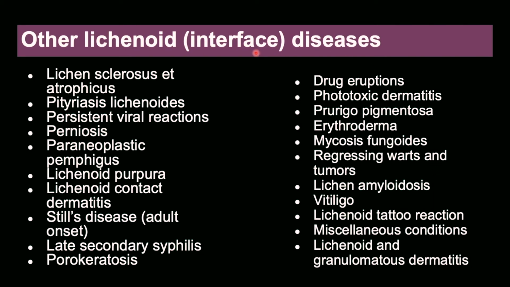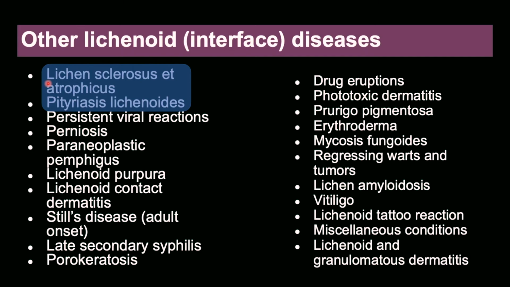And finally, these are the other lichenoid diseases. As you see, it is a very long chapter and has a lot of entities. We will not be able to cover those in 20 minutes, but I would like to talk about just today the lichen sclerosus et atrophicus and pityriasis lichenoides, and it is very important to cover those today, but the others, some of them we covered in other chapters, and some of them we will talk about in other chapters. So hopefully we'll be able to cover the majority of those conditions.